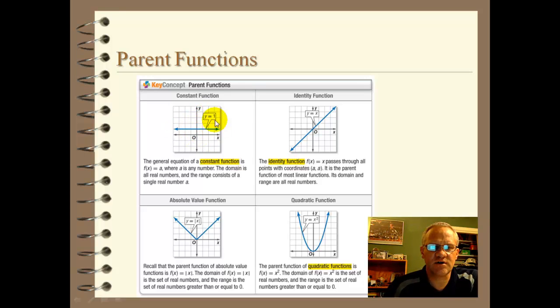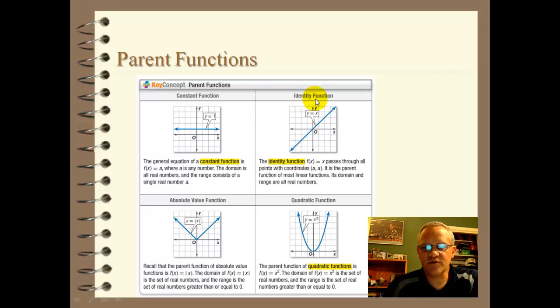We're not going to really talk about this function throughout the rest of the video here today, because pretty much the only way you change that is just move it up and down, basically. And so we'll deal more with these other ones here.